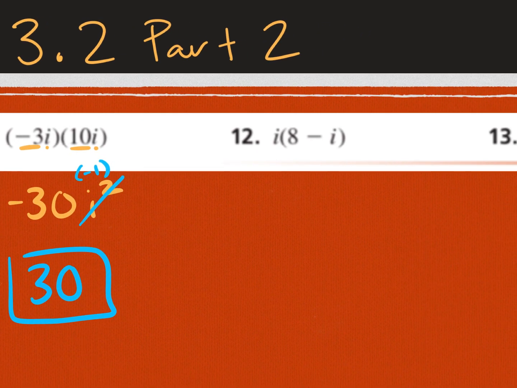For number 12, since i is being multiplied to the parentheses here, I have to distribute to both things inside the parentheses. So this would be 8i minus i squared. I squared, we know, is negative 1. So negative 1 times negative would make this a positive 1.